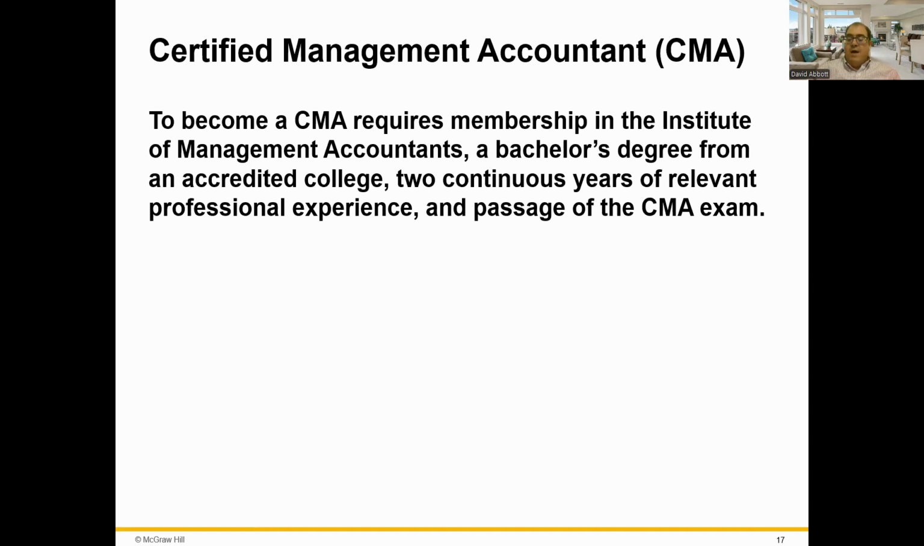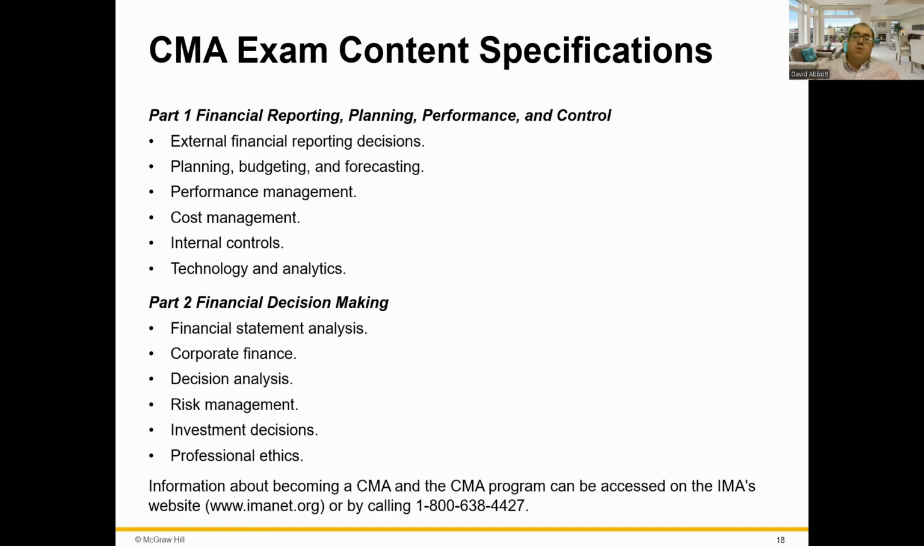And for accounting majors, the Certified Management Accountant, or CMA, designation is a globally respected credential that will increase your credibility, upward mobility, and compensation. What it requires is a bachelor's degree from an accredited college, 2 continuous years of relevant professional experience, and the passage of a CMA exam. So if you really like this, it's something that you can maybe look to do in the future.